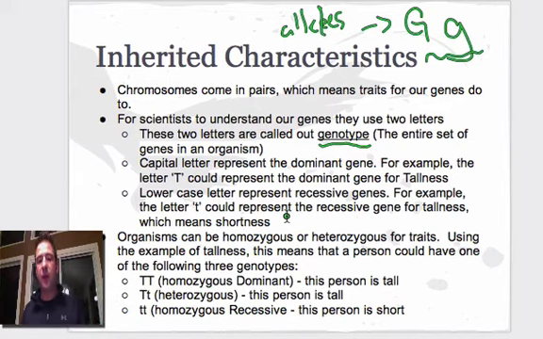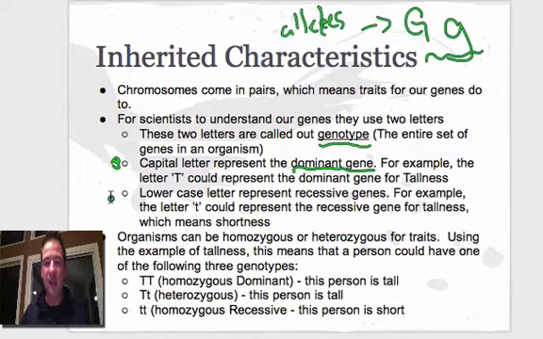So the capital letter, you want to know this one right here, is the dominant gene. For example, a capital T could represent the dominant gene for tallness, something I don't possess. I wish I did, but I don't. And I can blame my parents for that possibly, right? Because my parents are 5'8" and 5'2". Oh, and my mom would say 5'2.5". So I have to give her that extra half inch, I guess.